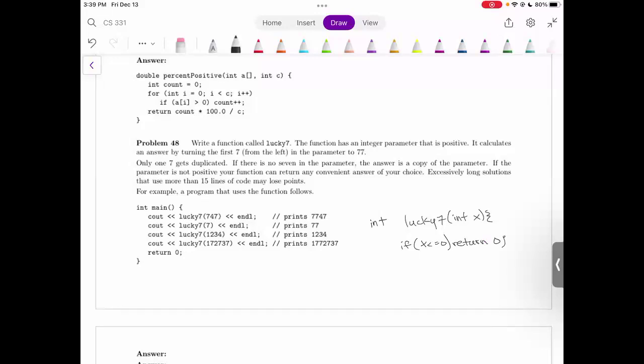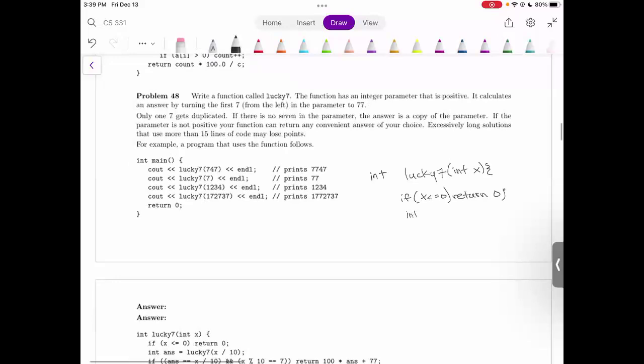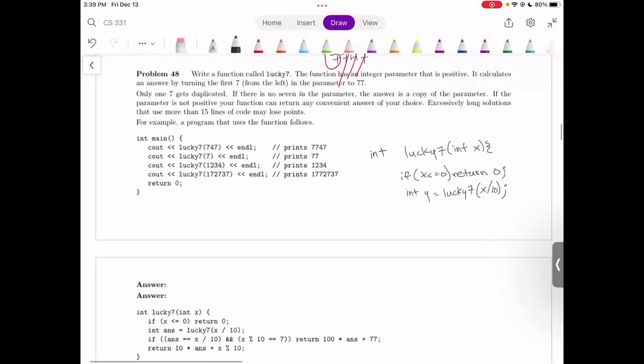If not, then what we want to do is hold a variable. We want to say something like int y, which will hold this variable that keeps on getting rid of the last number. So we want to be able to get to the last number. We want a variable that'll get rid of all of these. And to do so, we say lucky7 of x divided by 10. Divided by 10 gets rid of the last digit.